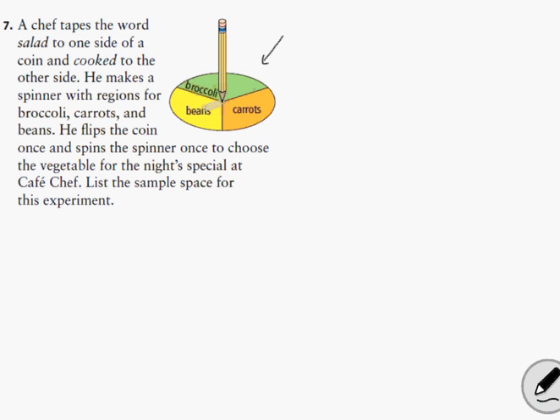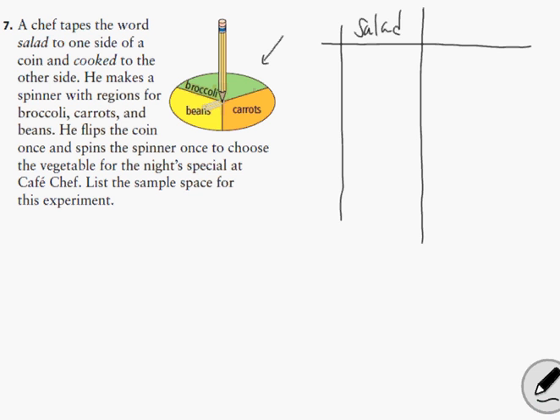He flips the coin and spins the spinner once to choose the vegetable for the night special and how he will prepare it. So the easiest way for me to create a sample space is to draw a table. And I'm going to put the word salad up here, and I'm going to put the word cooked over here. That's going to represent that coin that he made up. Why he would do that, I don't know. But anyway, he did. And then I'm going to put broccoli, beans, and carrots.